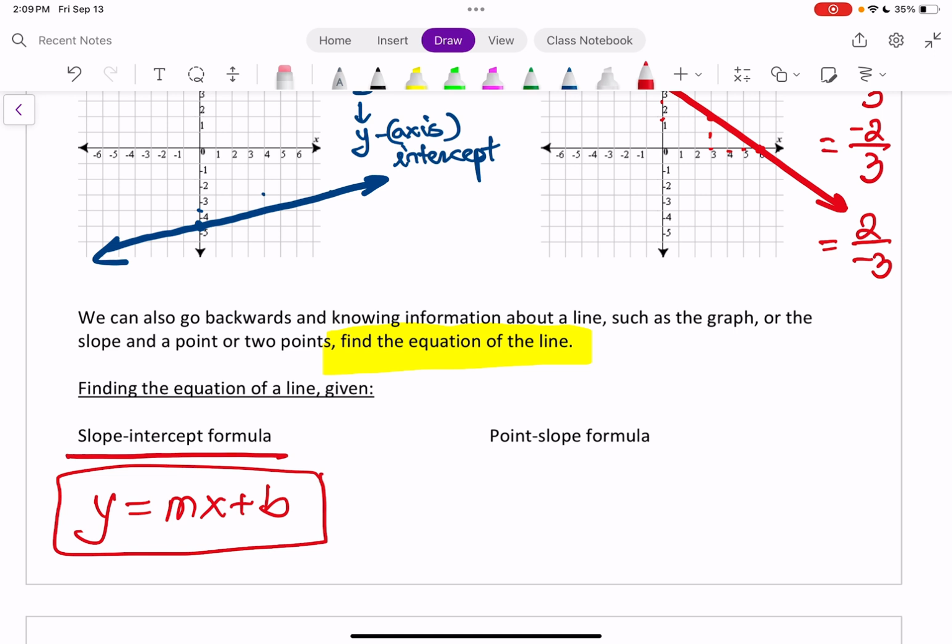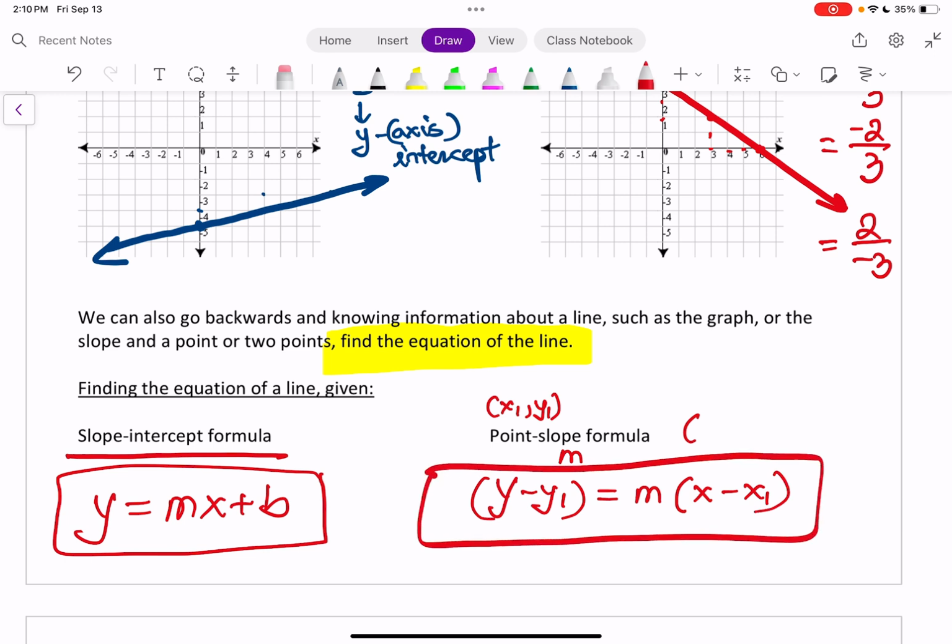There is a second formula called the point-slope formula. So the point is some given point x1, y1. The slope is given to us. So if you know a point and you know the slope, you can find the equation of a line using this point-slope formula, which, by the way, is really nothing but the slope formula itself.